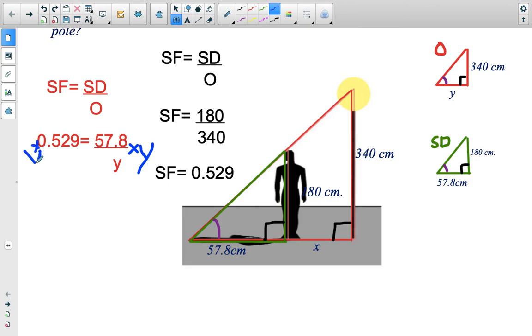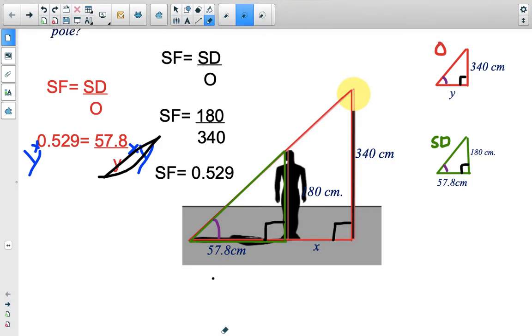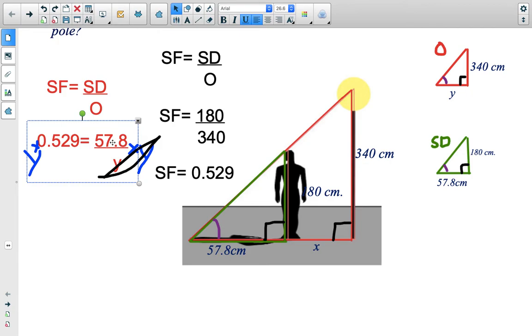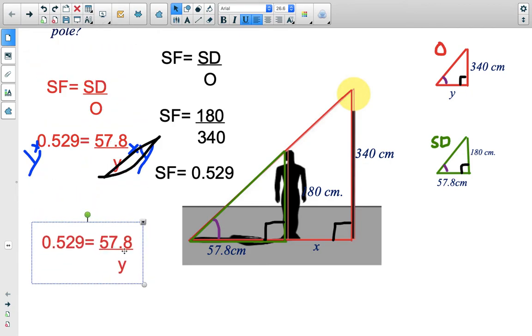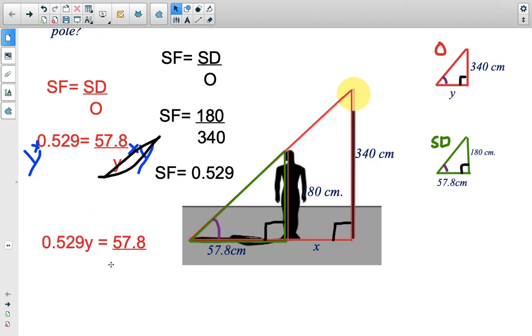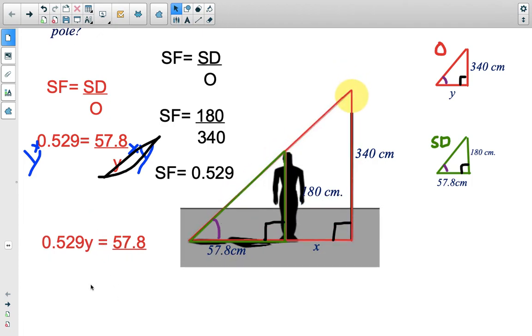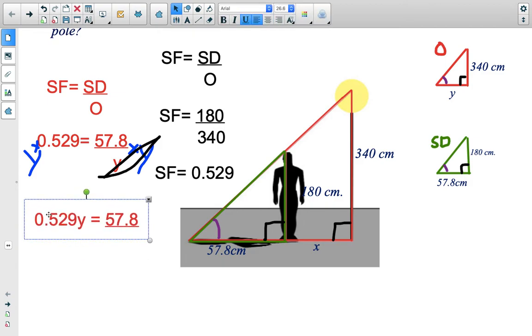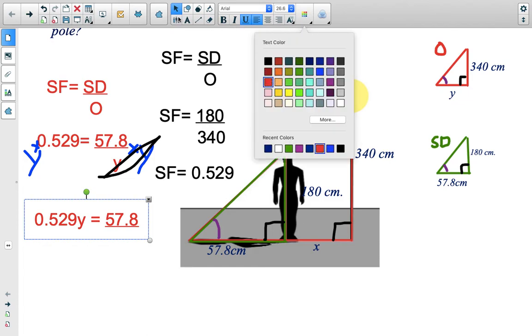Now remember, these are opposites on this side. So because they're opposites, they cancel, well, I don't want to say cancel each other out. I'm going to cross them out, but remember, y divided by y is just 1. So I'm left with 1 times 57.8, which is just 57.8. So those are gone now, and I'm only left with 57.8. And on this side, I am left with y. Okay, because 0.529 times y is 0.529y.